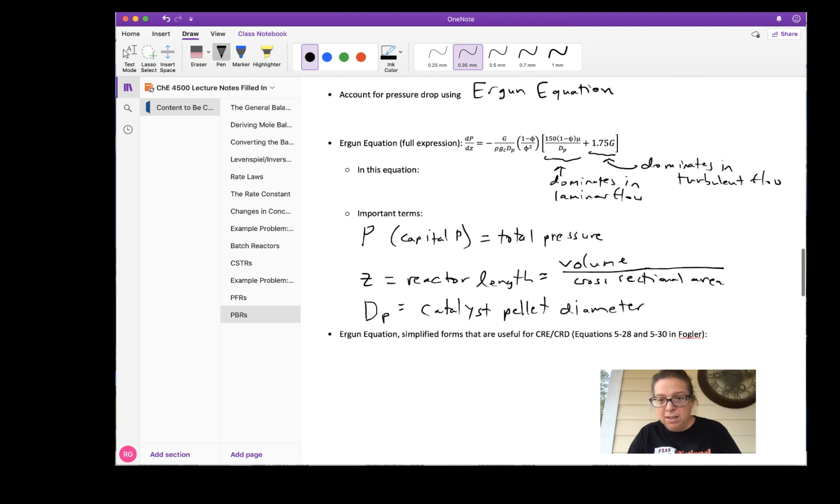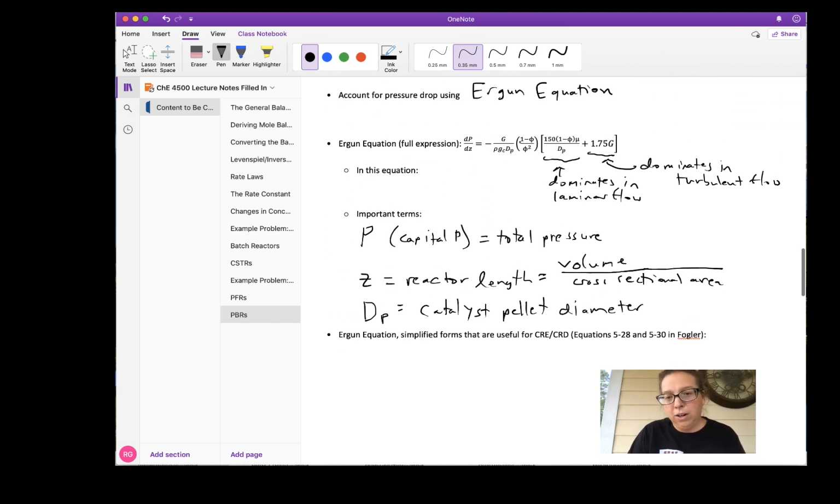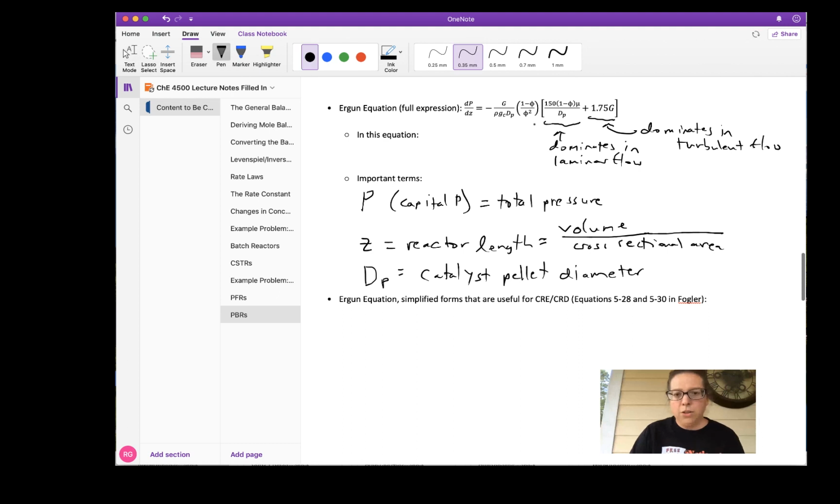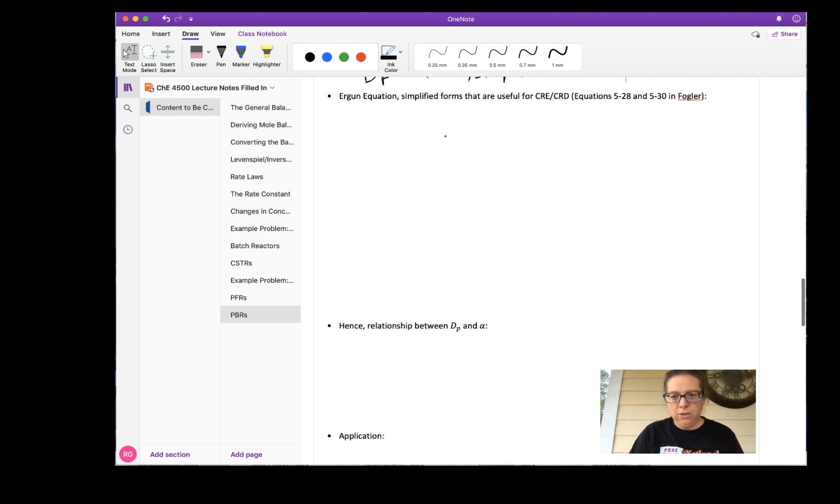One thing you can see is that the smaller the catalyst pellet, the larger the dP/dZ term. If you have a smaller catalyst pellet, it's going to have a larger influence on the pressure drop. So this is the full expression for the Ergun equation. In this class, we're going to simplify it. Rather than spend a lot of time parameterizing the Ergun equation, we just want one parameter that's going to give us an idea of how much the pressure is going to drop. So we use simplified forms, and those are given in Fogler.